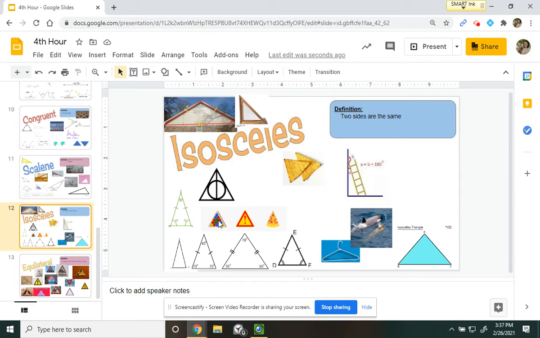Isosceles is whenever two sides are the same. So thankfully, geometry has come up with these things called tick marks. And on this one, you can see the tick marks. That tells me that this side and this side are going to be equal to each other. So I don't actually have to get a ruler out and measure. I can just look at that and be like, oh, that's an isosceles because it only has two equal sides.